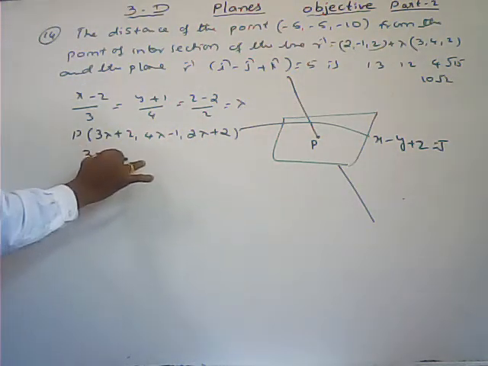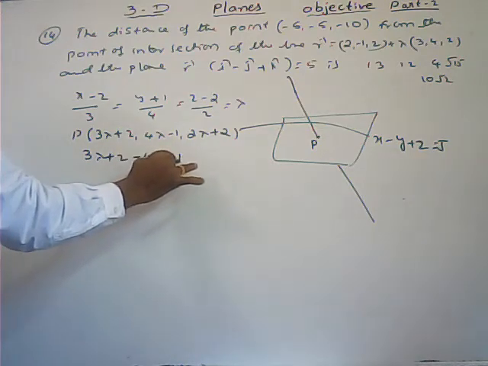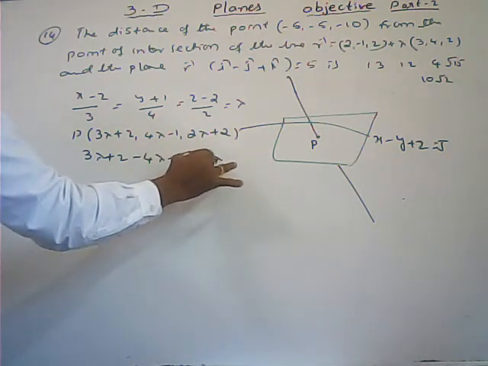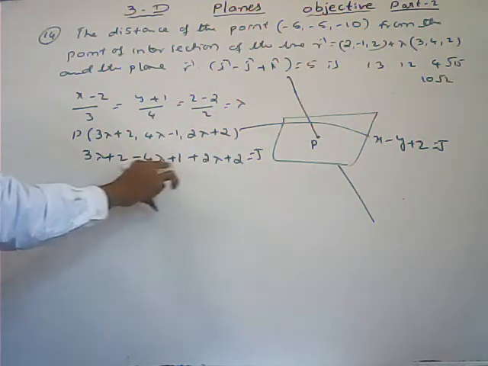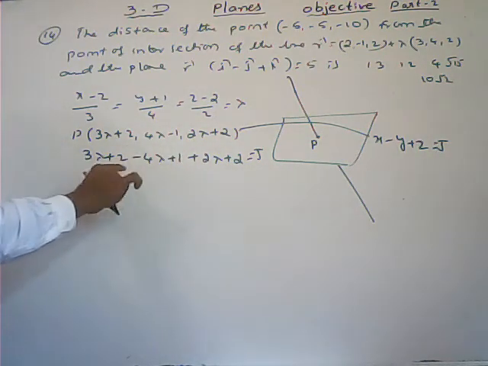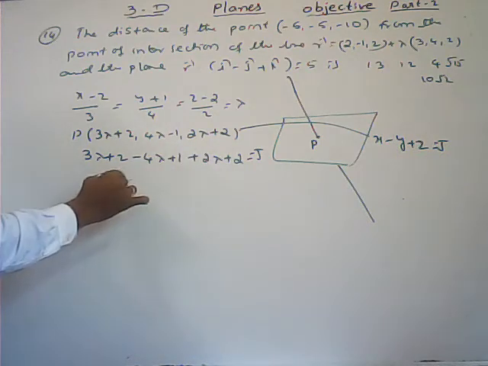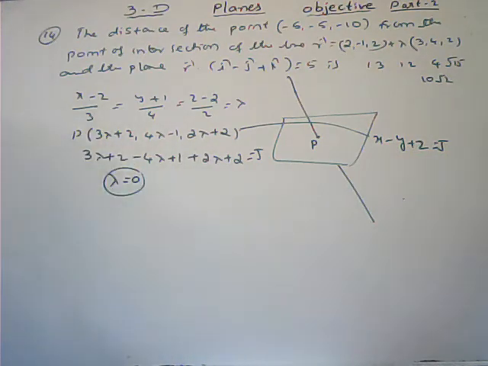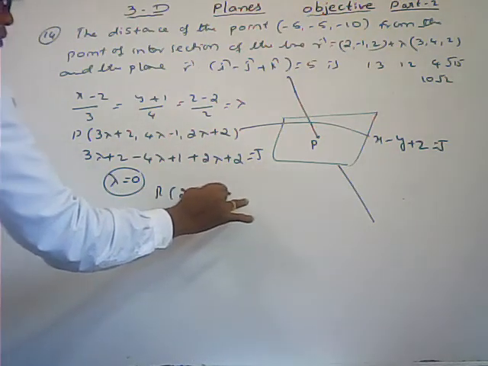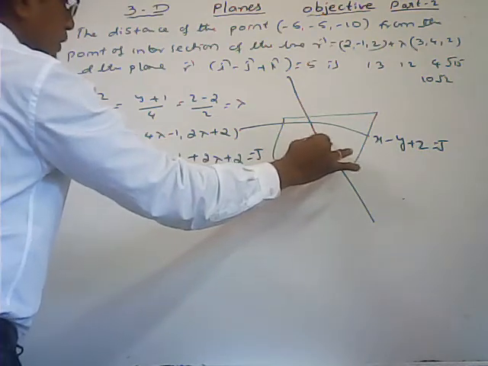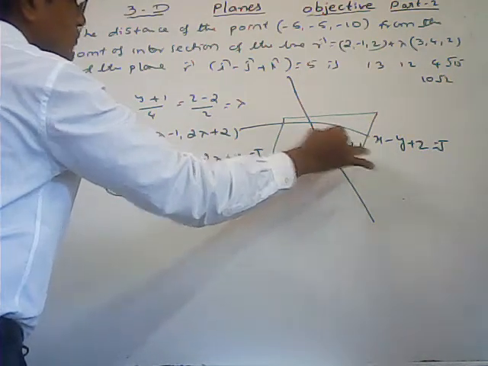3 lambda plus 2 minus (4 lambda minus 1) plus 2 lambda plus 2 equals 5. So lambda plus 3 equals 5, and lambda equals 0 we are getting. Lambda equals 0 means what about the P point here? It is 2, minus 1, 2. This is the point (2, minus 1, 2).